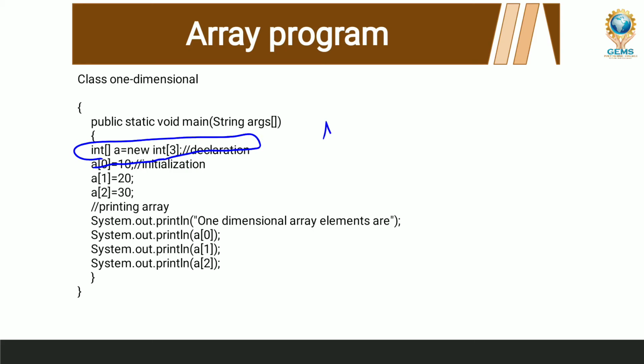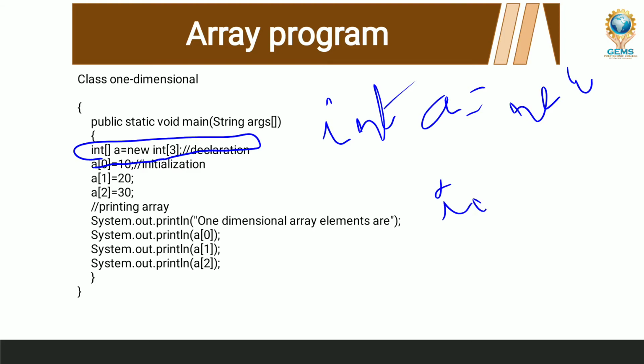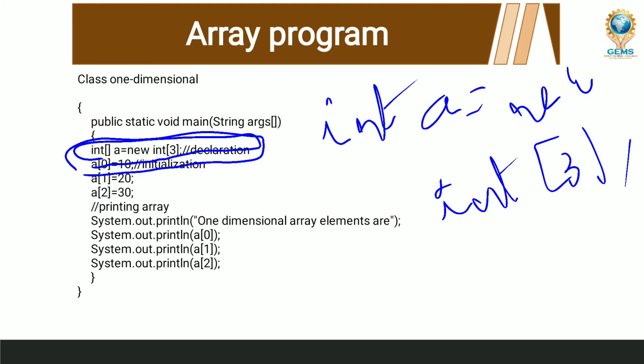What is filled here? int first, the type of array, then the array name, equals, the new operator, new int, and then the array size. What is the array size? 3 is the array size. This is called array declaration. Okay, the array declaration part is over.